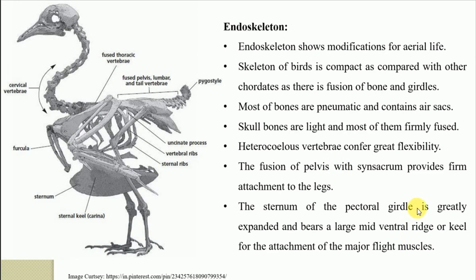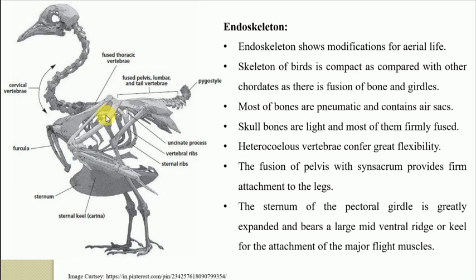Then another modification you will find for reducing the body weight is in the endoskeleton. Now the endoskeleton, obviously, is the bony part. The endoskeleton also shows many modifications that are needed for the aerial life of the birds. The skeleton of the bird is compact as compared to other chordate organisms, as there is great fusion of the bones and the girdles among the aves as compared to other chordate organisms.